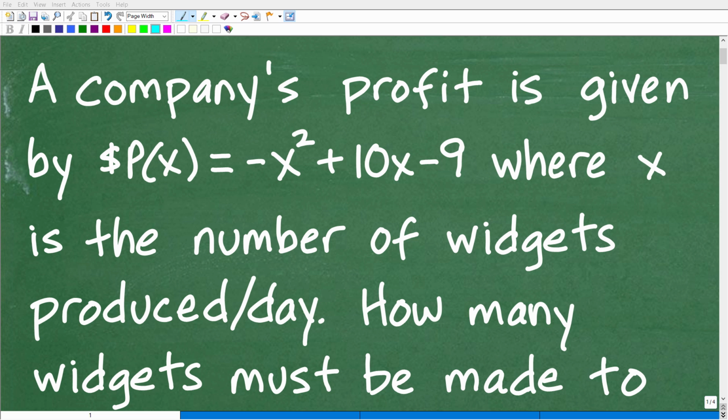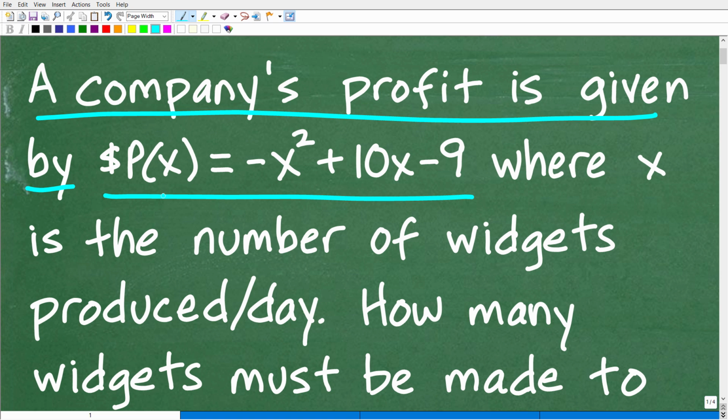Okay, so get ready to put your math skills to work to solve this interesting little math word problem. Matter of fact, let me go ahead and read the problem. It is the following. A company's profit is given by the following profit function. So this function is P of x is equal to negative x squared plus 10x minus 9, where the value of P of x will be in hundreds of dollars.